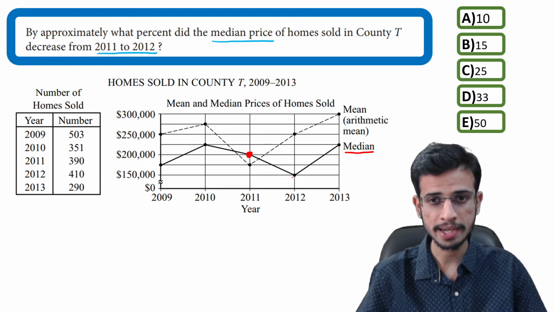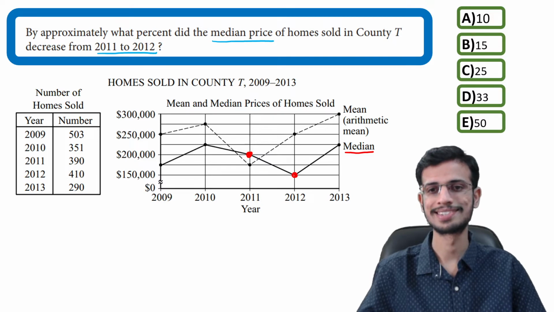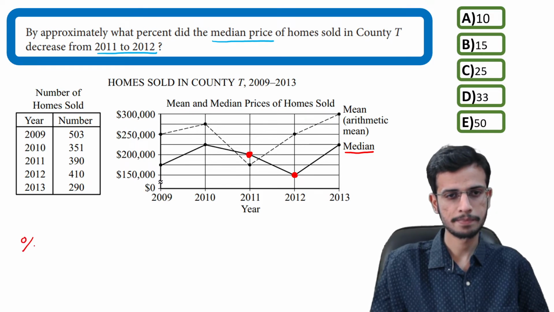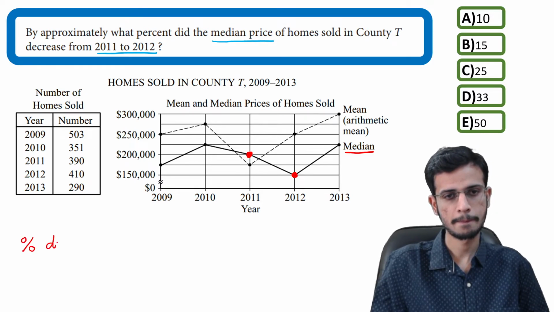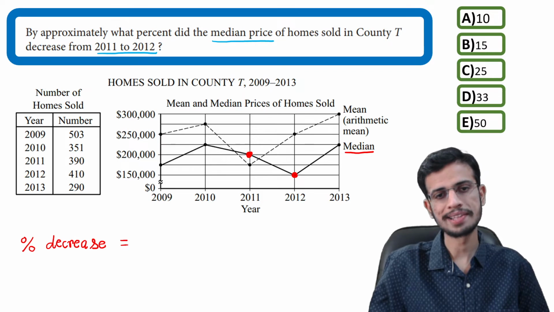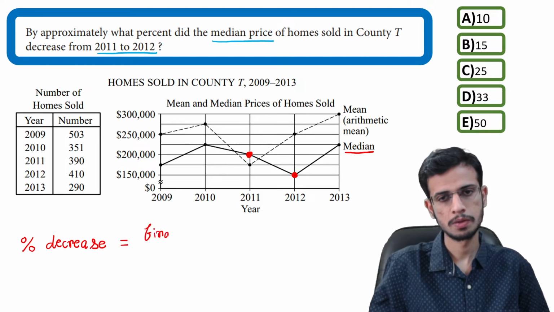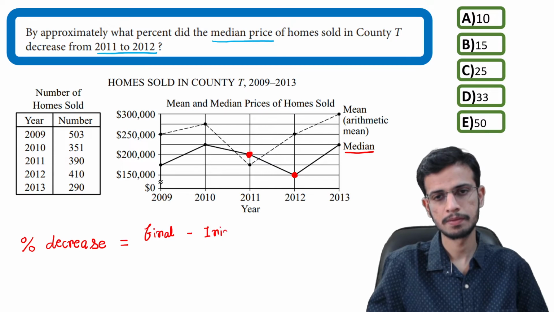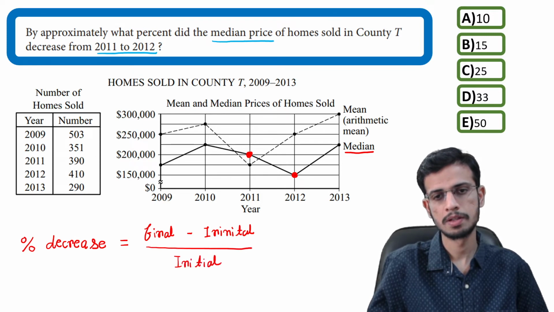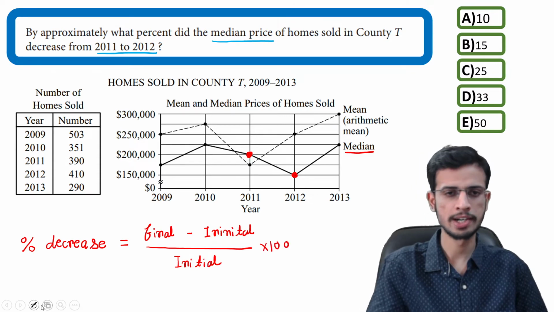For 2012, what is the median price? That is $150,000, a decrement. We have to find the percentage decrement. So what will be the percentage decrement? Final value minus initial, divided by initial, into 100. I think we can calculate this verbally.